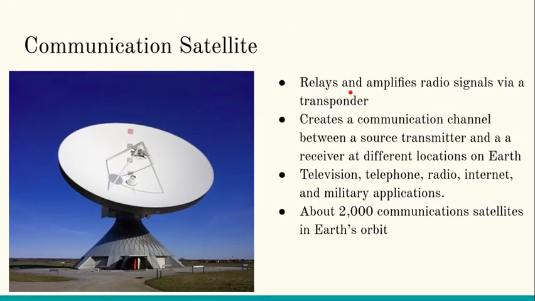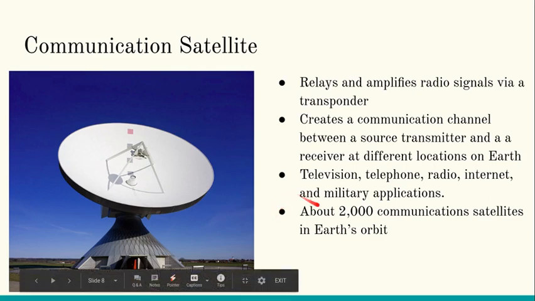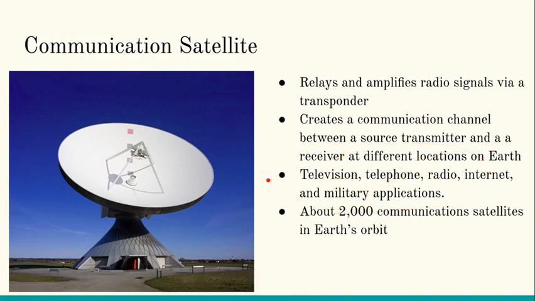Now let's see what a communication satellite is. The basic function of a communication satellite is to relay and to amplify radio signals via a transponder. We'll see the transponder in the next chapter. So it basically creates a communication channel between a source and a destination, or source and a receiver at different Earth locations, which cannot directly communicate because of the curvature of Earth. There are different applications of satellites like television, telephone, radio, internet, military applications. Apart from that, there are even meteorological applications, there are applications for agriculture. There are so many applications of satellites, enormous of them.